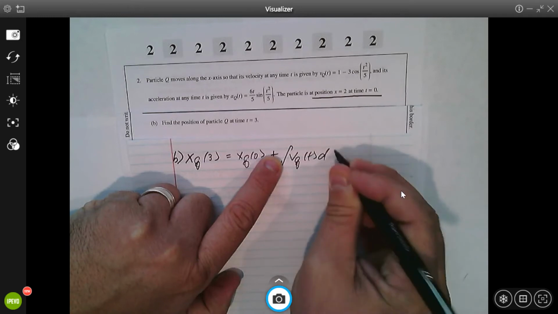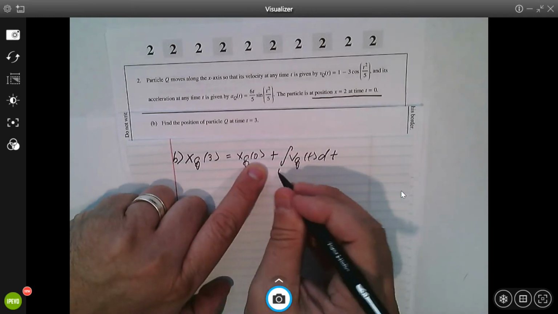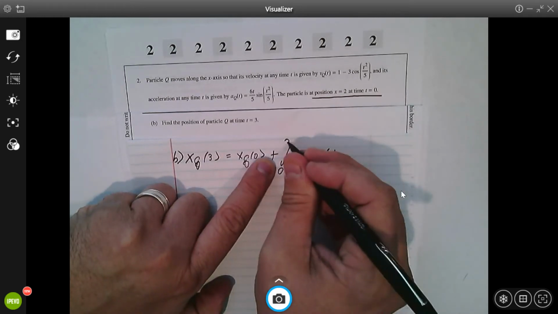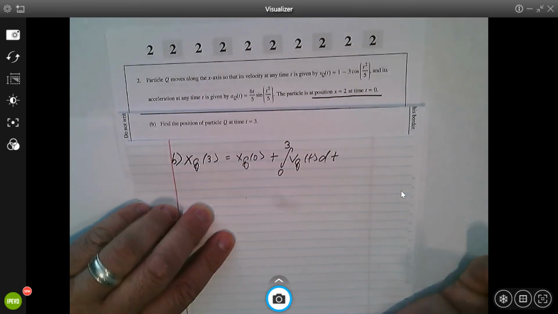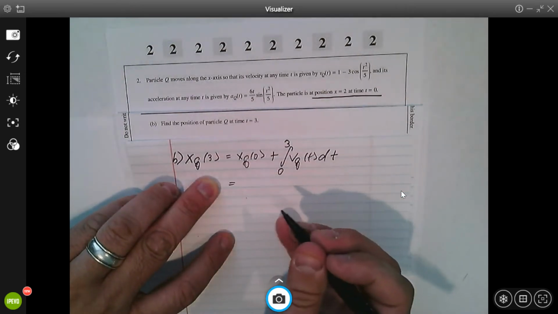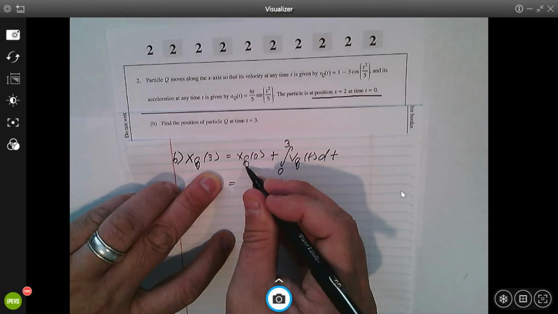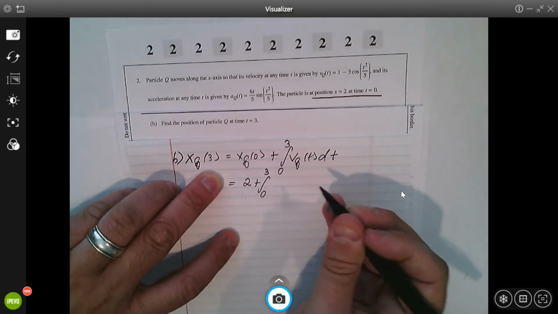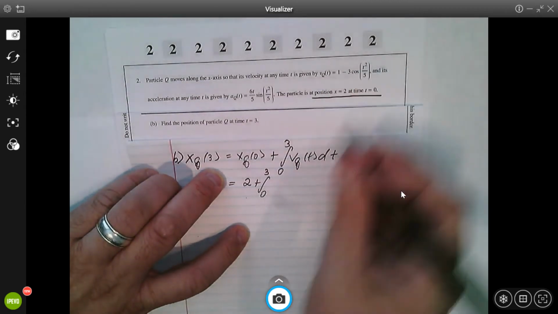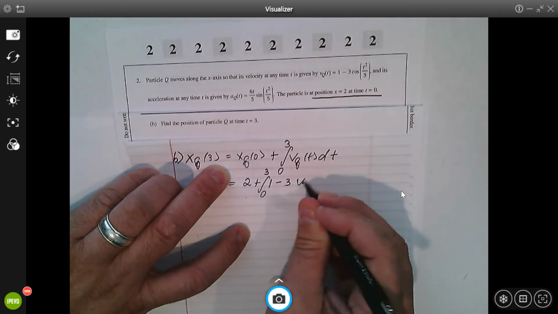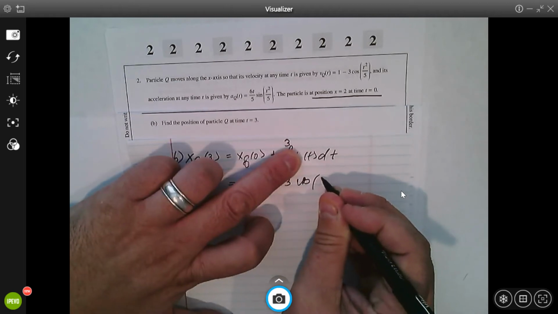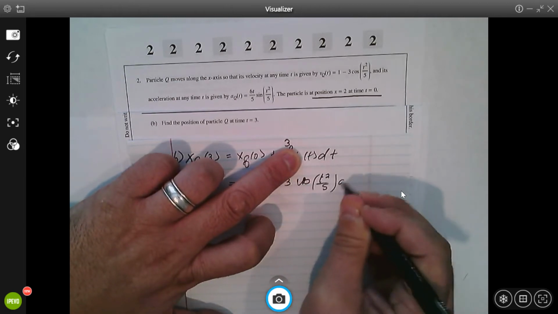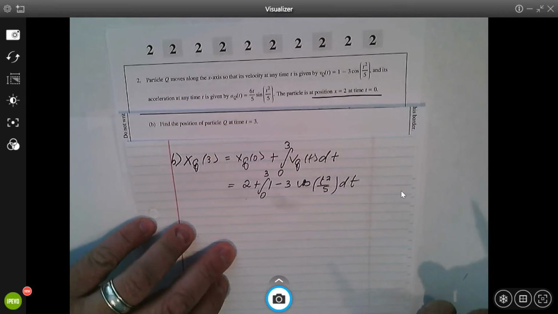That's done by integrating the velocity function from the initial point to the point I'm interested in. Let's clean this up a little bit. The position of particle q at time 0 is 2, and I'm going to add on to that the integral from 0 to 3 of my velocity, 1 minus 3 cosine of t squared over 5 dt.